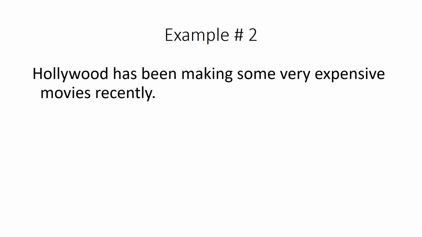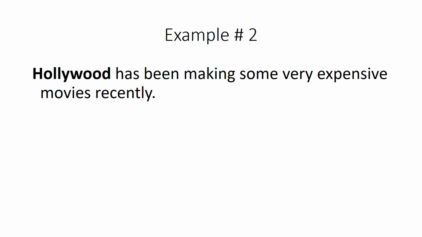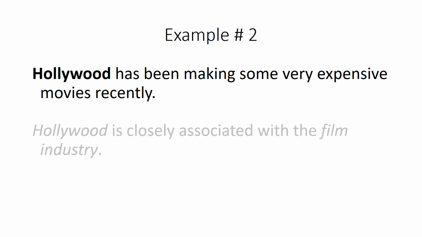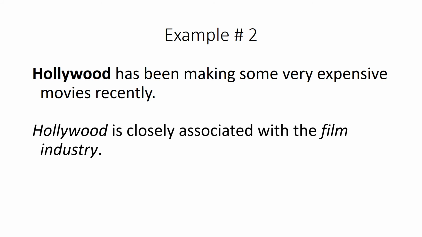Example number 2. Hollywood has been making some very expensive movies recently. Hollywood here is the metonym. Why? Because not all movies are made in Hollywood, but Hollywood is closely associated with the film industry. So what they're trying to say here is the film industry has been making some very expensive movies recently. But Hollywood replaces the words film industry because it's the metonym. It's that word that's closely associated with the film industry.